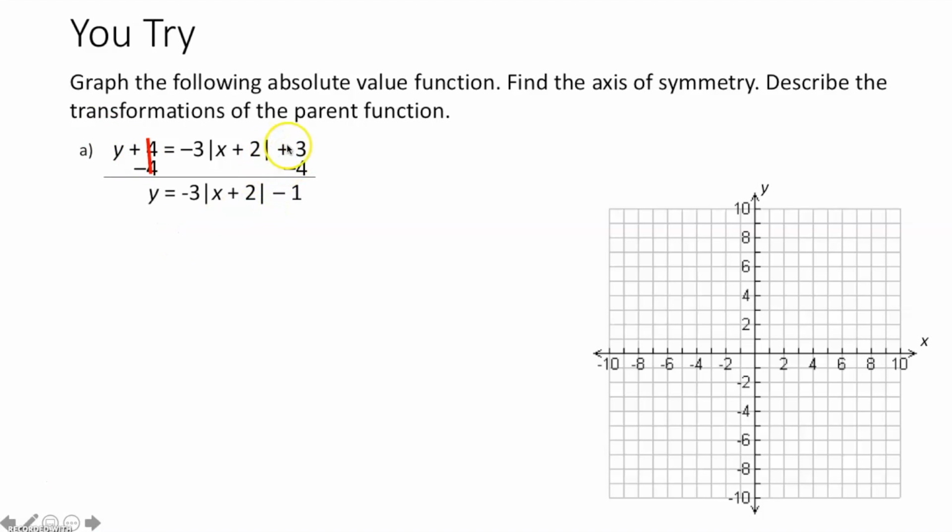And over here, remember, we're subtracting it from the end. We're not subtracting it from what's inside the absolute value. So it's going to be y is equal to -3 times the absolute value of x plus 2 minus 1.